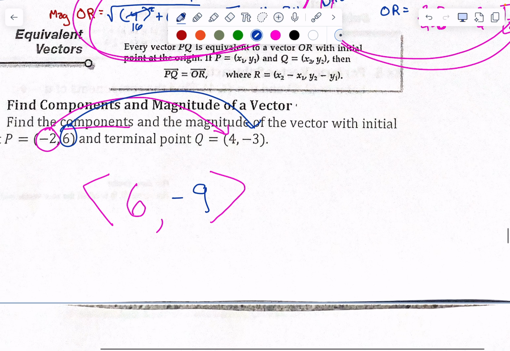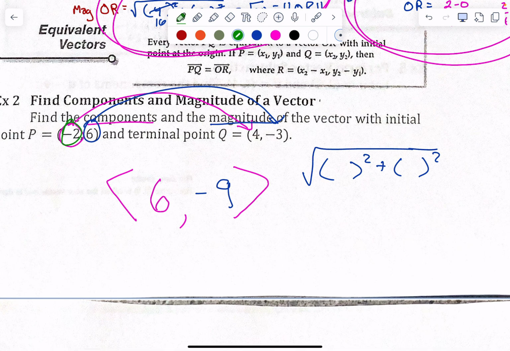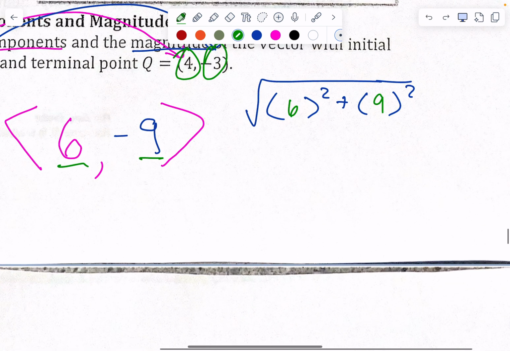Then they ask for magnitude. Magnitude is how far, right? That is the distance formula. So if I do the distance formula, check this out. How far apart is -2 and 4? 6. How far apart is 6 and -3? 9. Hey, look at that. It's just the component form basically put into the distance formula, except you don't need the negative on the 9. You can put it on there if you want to, it doesn't matter. So this is 36. This is 81. 36 plus 81 is 117.